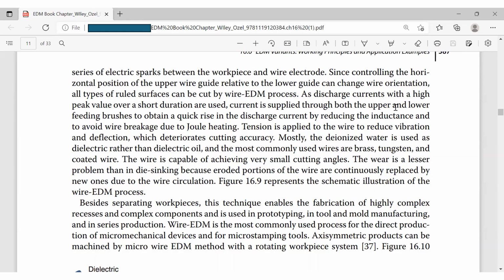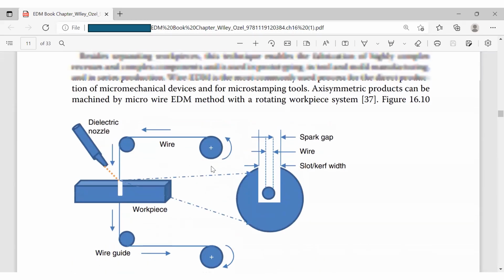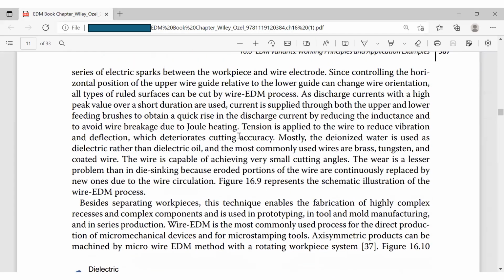So discharge currents with a high peak value over a short duration are used. The current is supplied through both the upper and lower feeding brushes, to obtain a quick rise in the discharge current by reducing the inductance and to avoid wire breakage due to heating. As I'm going to show in a picture, this one is wire EDM. Here, the tension is applied to the wire to reduce vibration and deflection, which deteriorates the cutting accuracy.